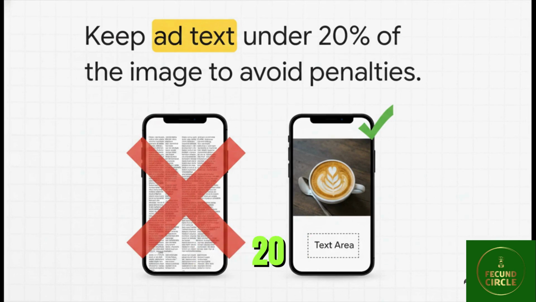Keep your text under 20% of the total image area. Why does this matter? Because ad platforms heavily favor image-led creatives. If your graphic is packed with text, the algorithm will literally penalize you. It's going to cost you way more money for way fewer views. Always keep the focus visual.